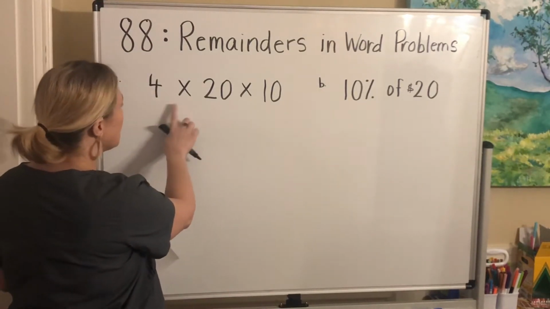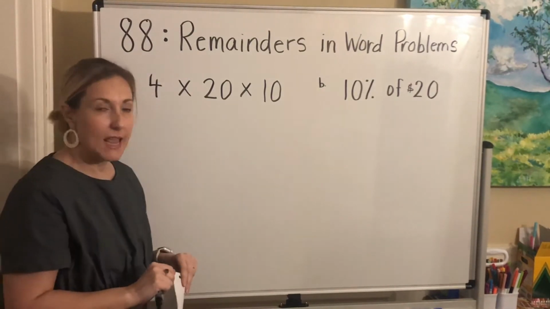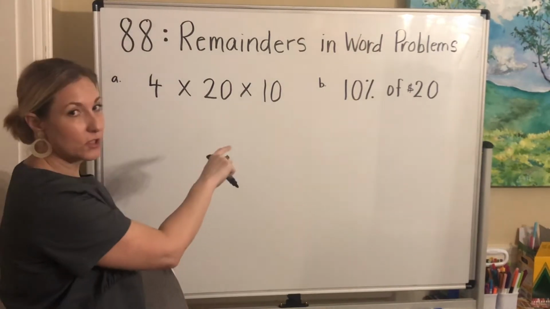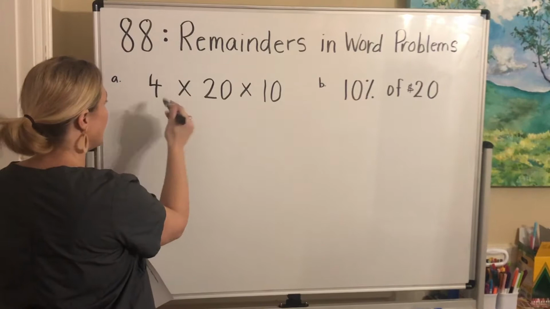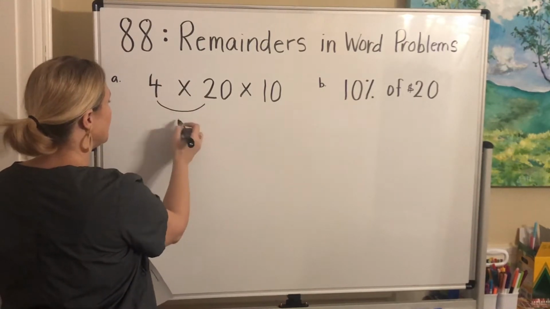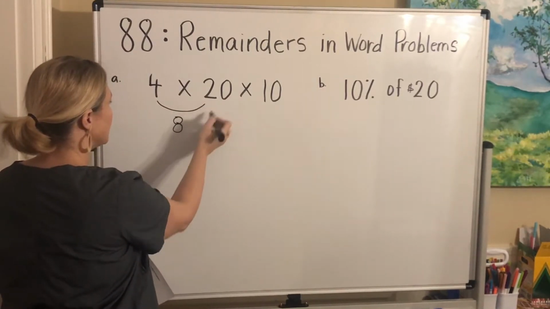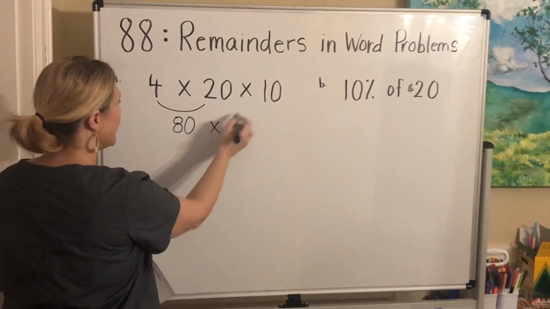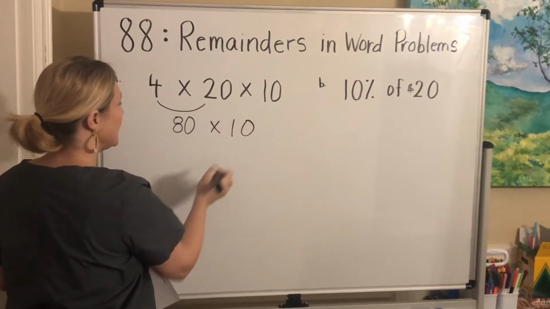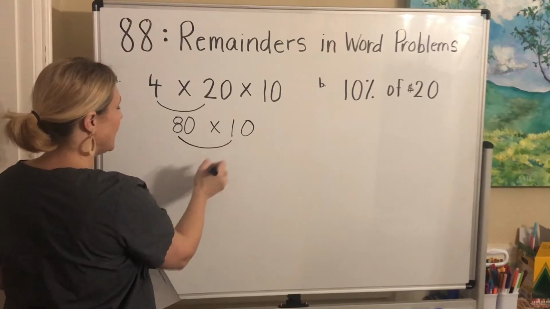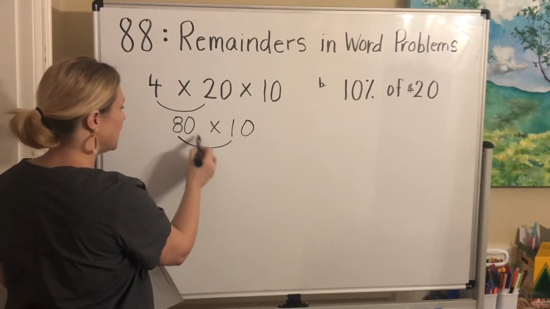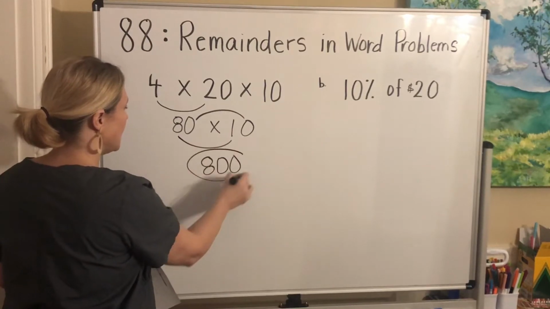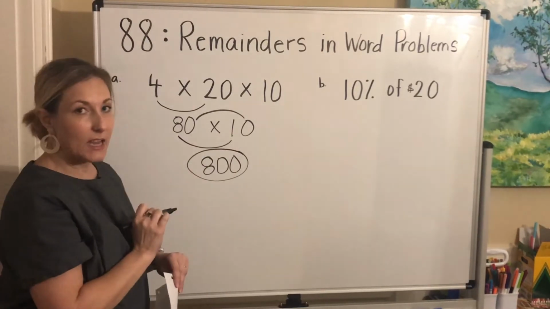The first one is 4 times 20 times 10. Well, let's just start with 4 times 20. 4 times 2 is 8 plus a 0, so 4 times 20 is 80. And 80, we have times 10 left. 80 times 10, 8 times 1 is 8, plus 2 zeros. So the answer to this is 800.